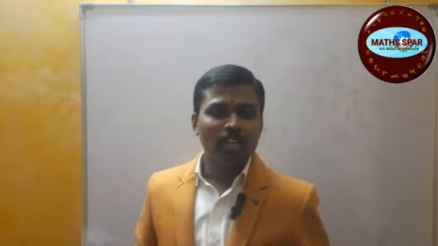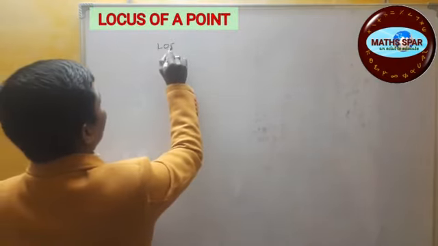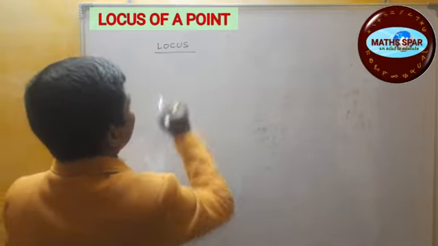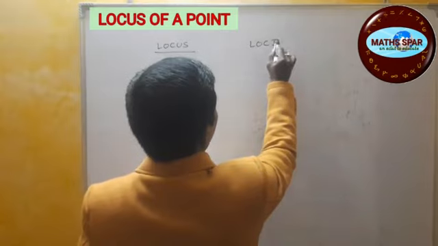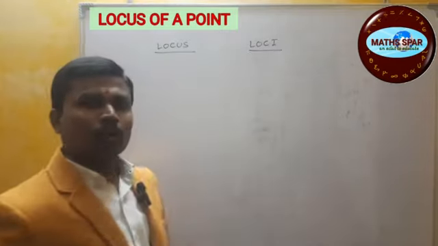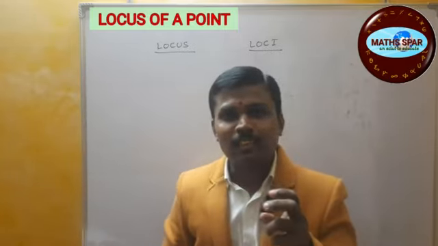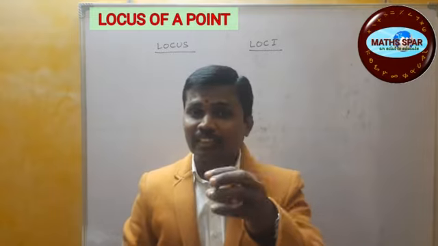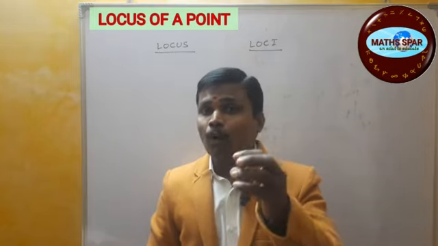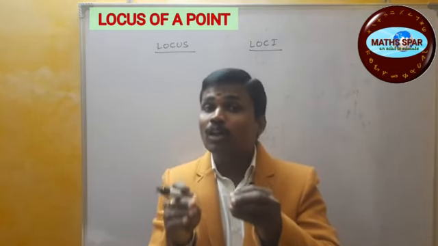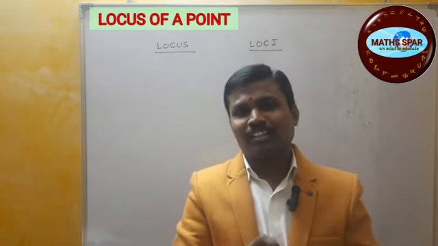This video is about locus of a point. Locus of a point is singular whereas loci is plural. So what do you mean by this locus? Locus is the path traced by a point that moves according to a given geometrical condition.